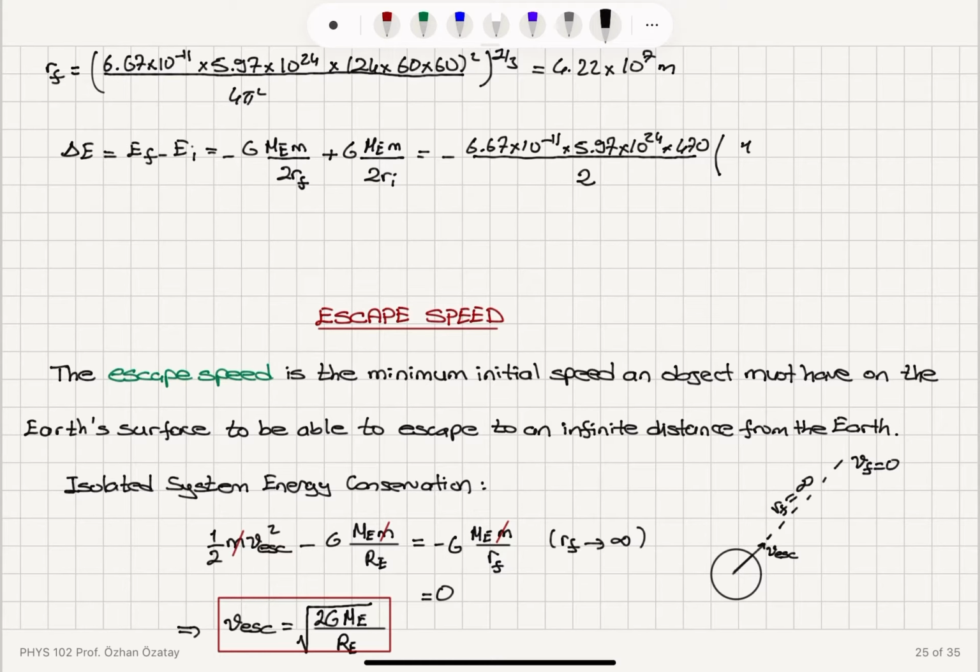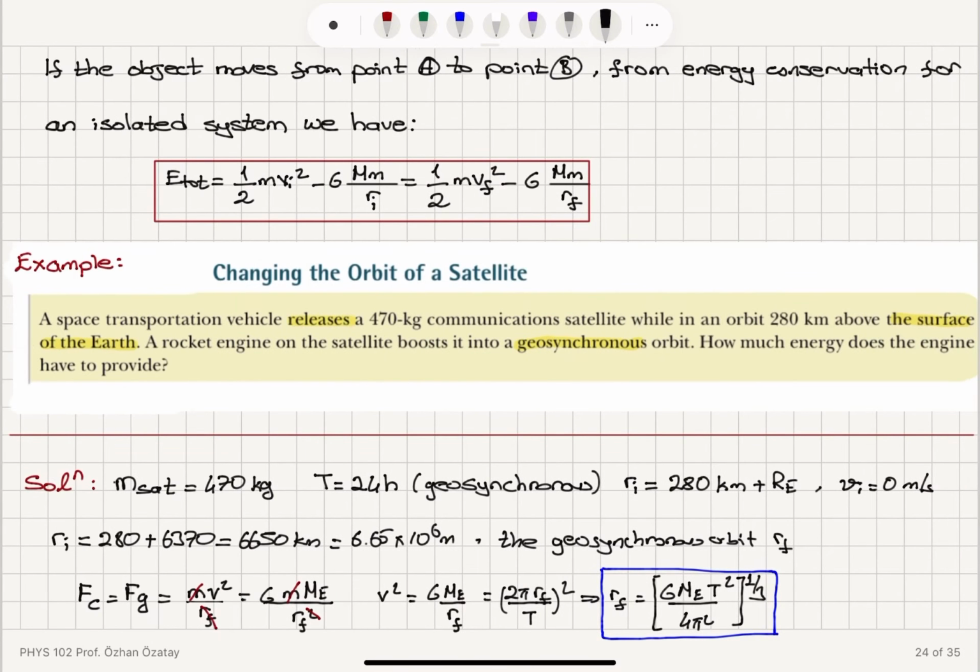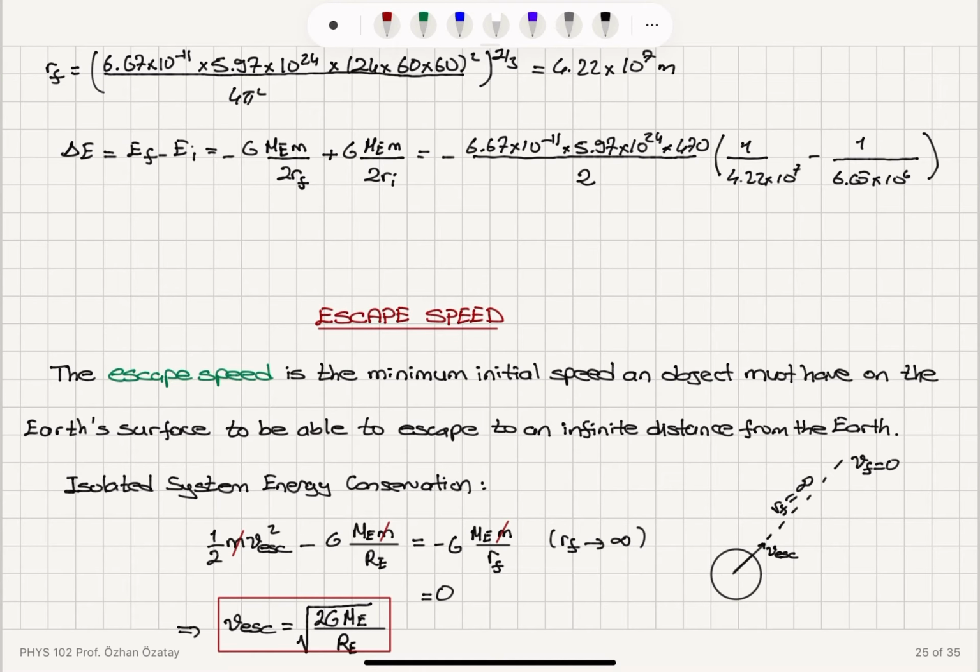1 over r final, 1 over 4.22 times 10 to 7, minus 1 over r initial, 1 over 6.65 times 10 to 6 meters. So r initial I calculated here, if you remember. This gives me an energy difference, delta E, when I perform this calculation, of 1.19 times 10 to 10 joules. Okay.